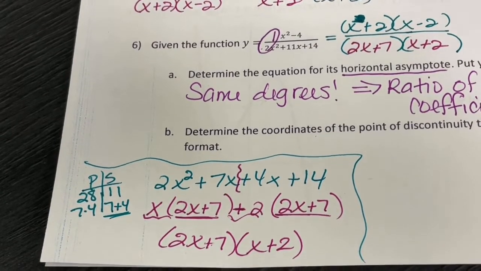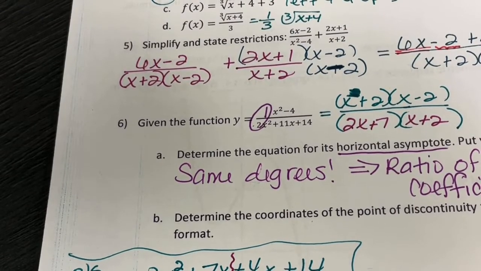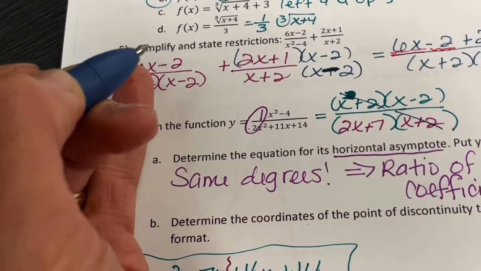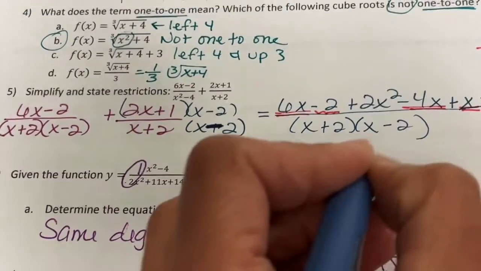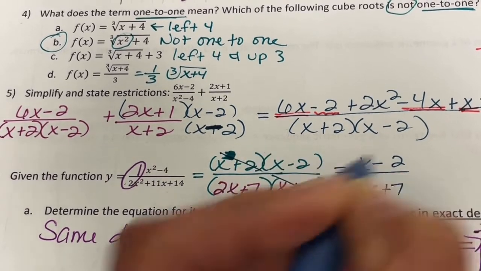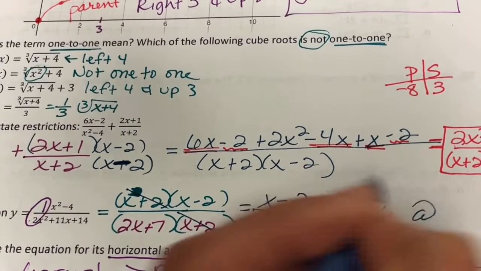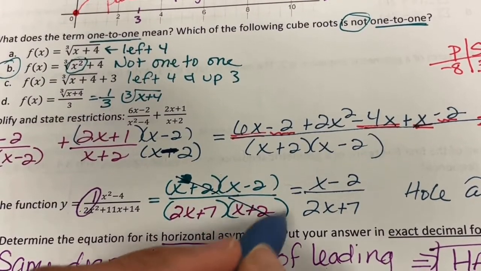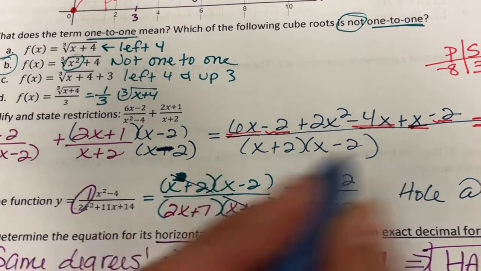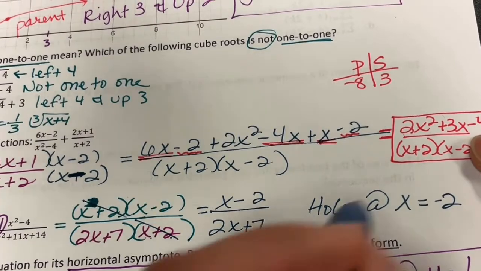Okay, all right, so now that it has been factored, we should be able to see what cancels. And we see that x plus 2's are in common top and bottom. So when we simplify this, we have x minus 2 over 2x plus 7 left. And that means we're going to have a hole wherever that makes the x value of that factor 0. So if x is -2, -2 plus 2 is 0. So we have a hole at x equals -2. It's a point of discontinuity.